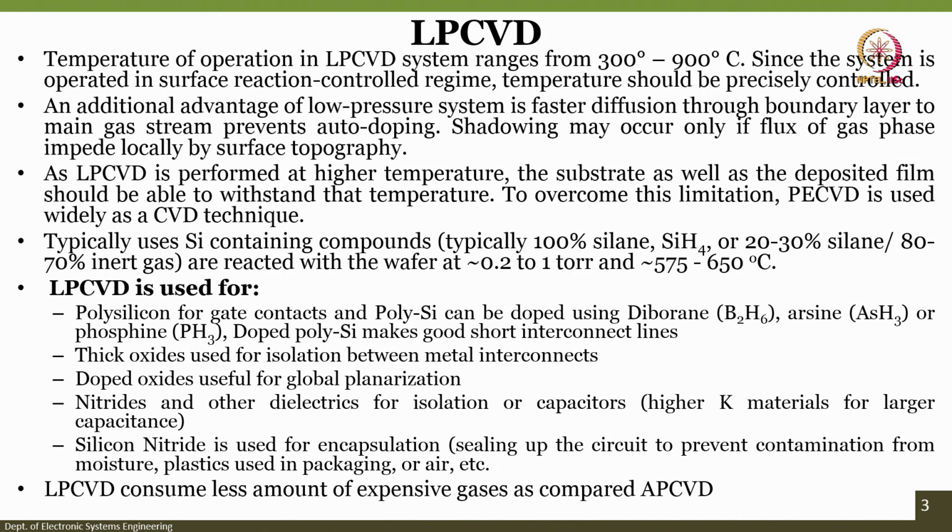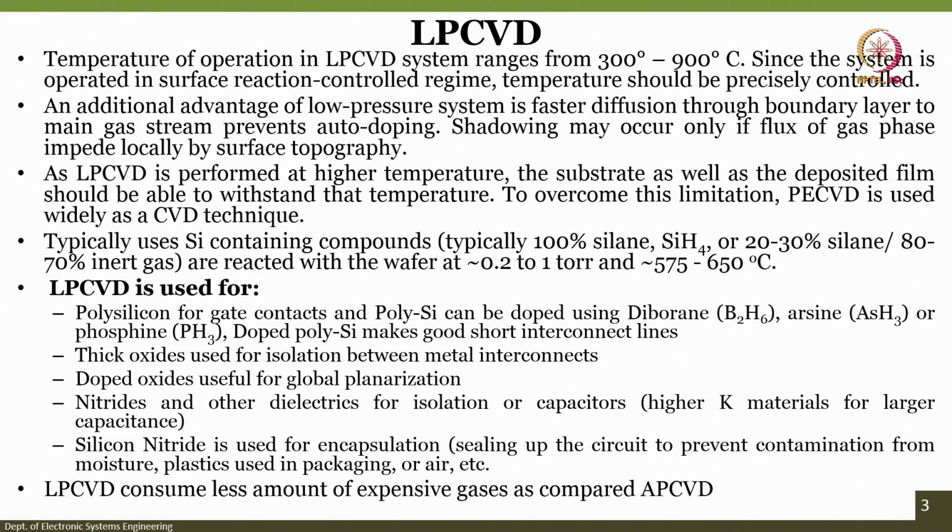Additionally, the advantage of a low pressure system is faster diffusion through the boundary layer to the main gas stream, and that is why it prevents auto doping. So, if you do not want to have auto doping, mostly you use LPCVD, and the auto doping would not be there. Also, shadowing may occur only if the flux of the gas phase is impeded locally by surface topography. So, the effect of shadowing also will be less, but it is possible to have shadowing depending on the surface topography.